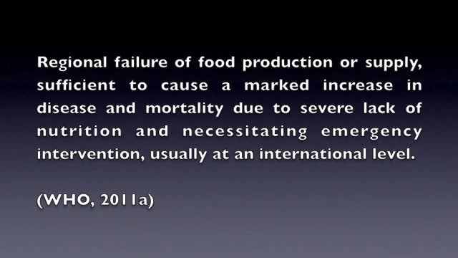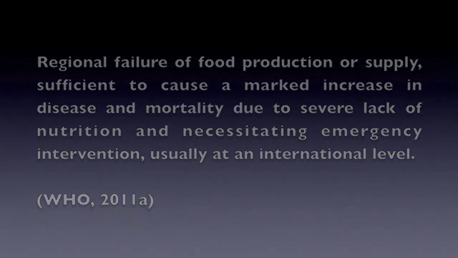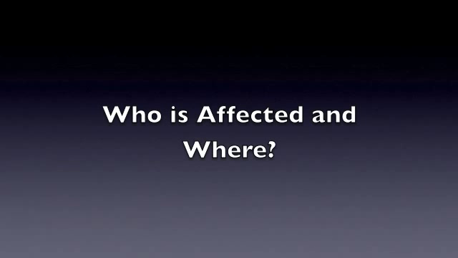According to the World Health Organization, famine is defined as regional failure of food production or supply sufficient to cause a marked increase in disease and mortality due to severe lack of nutrition and necessitating emergency intervention, usually at an international level. Who is affected and where?